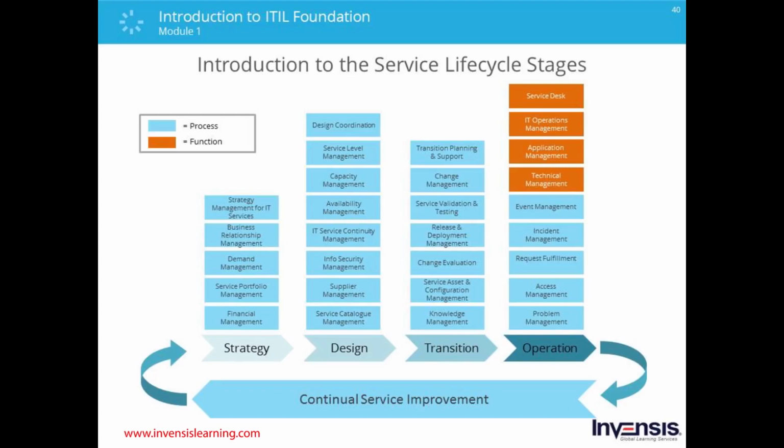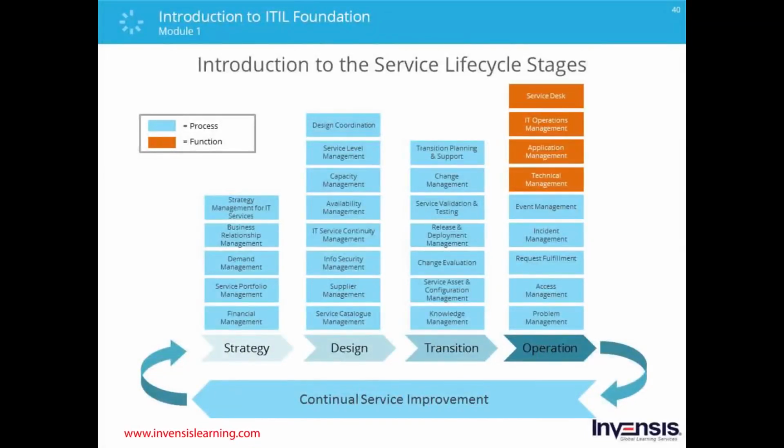Then comes transition. So transition planning and support, for bigger transitions, we will have this process. If it's a very small change or a small transition, we don't have to have this process. It can be just done in an easy manner. Change management is also a type of transition, but it's small individual changes.